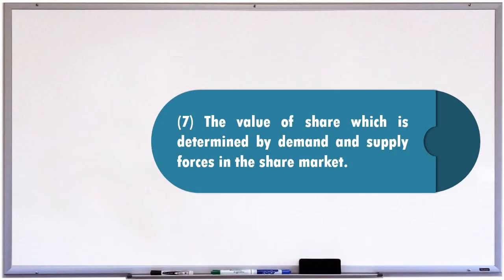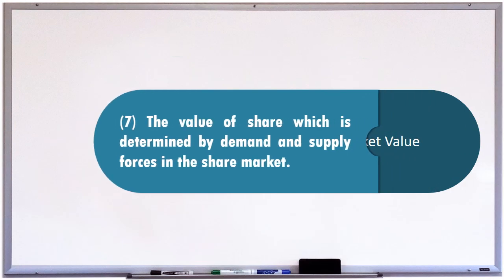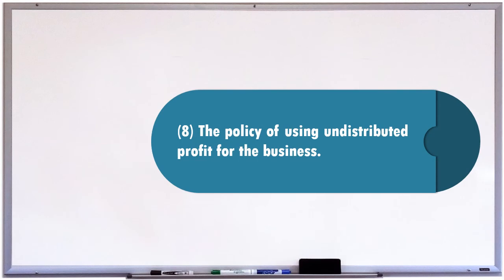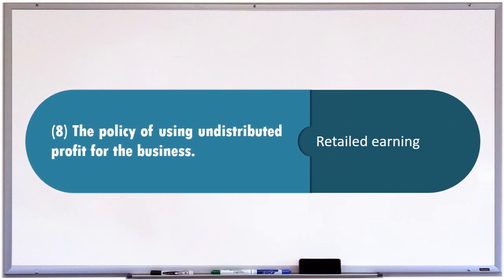7. The value of share, which is determined by demand and supply forces in the share market. And the answer is market value. 8. The policy of using undistributed profit for the business. And the answer is retained earning.